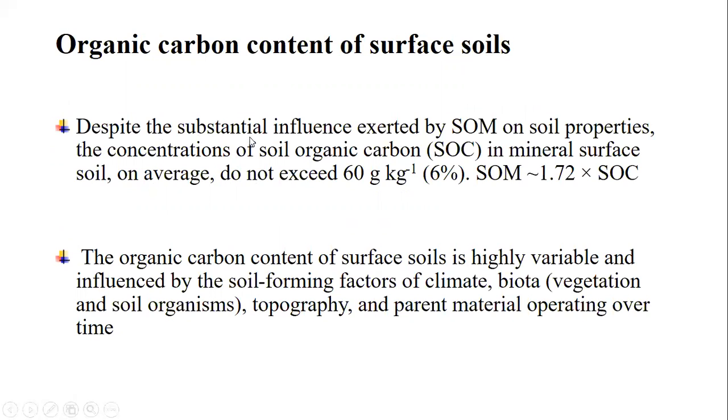Okay, despite the substantial influence of soil organic matter on soil properties, the concentrations of soil organic carbon, SOC, remember, SOM is soil organic matter, SOC is soil organic carbon, in mineral surface soil on average do not exceed 60 grams per kilogram, or in the old way that people talk about, usually 6%. If you talk about percent, you say 6%. In the SI system, we say 60 grams per kilogram. They are the same numbers.